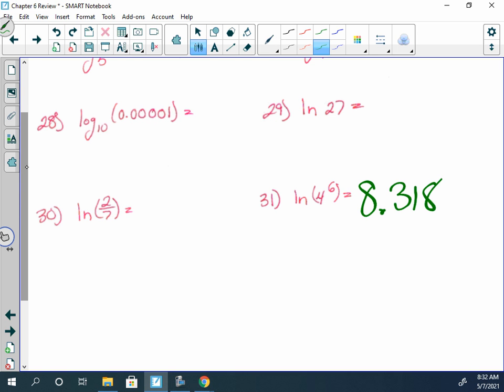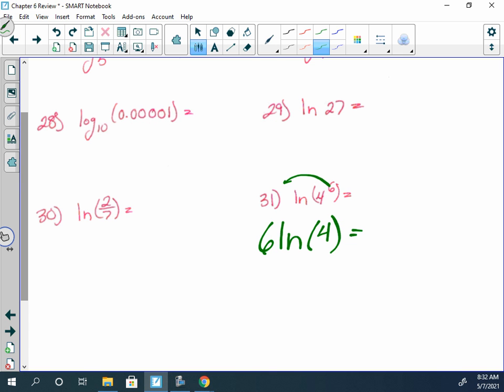Another way that we can actually do this, especially with exponents, our property of exponent says I can move the 6 out front, yes? So we can do 6 ln of 4, which would still give us our 8.318. You're good.